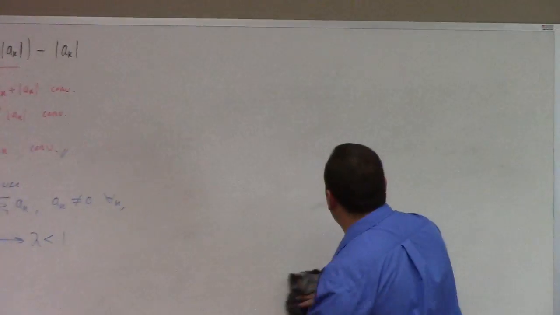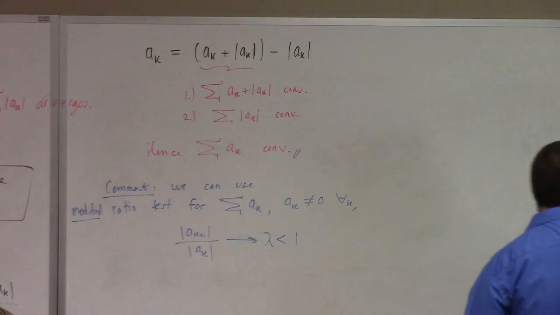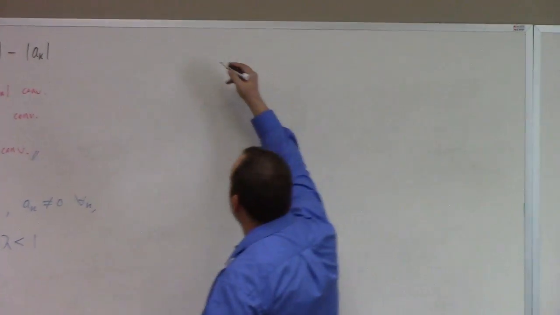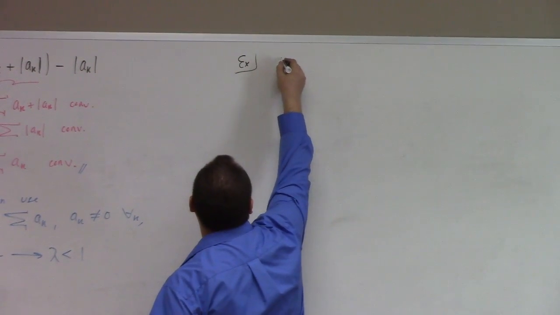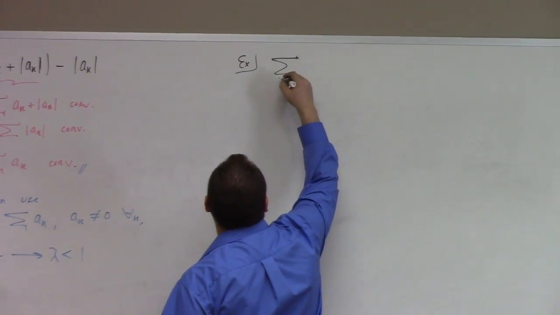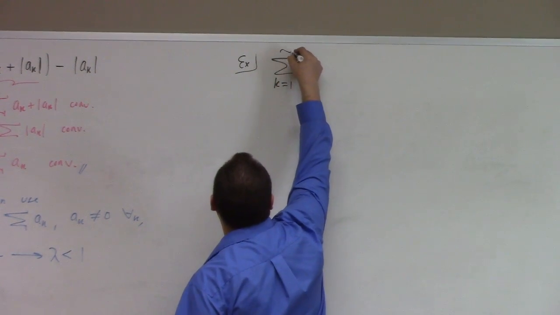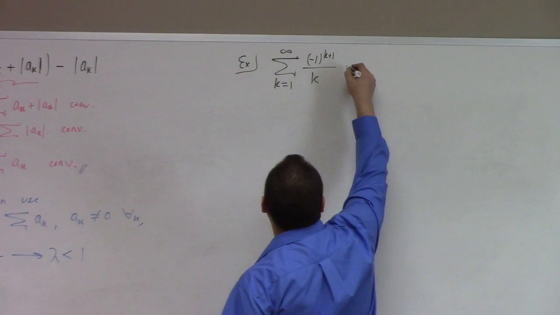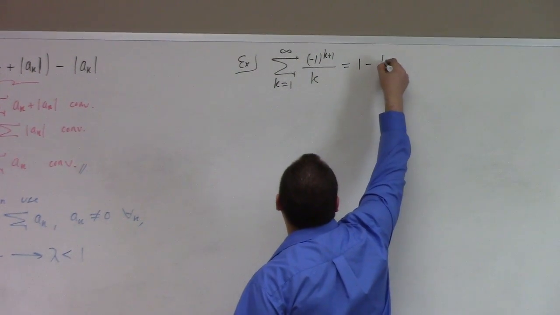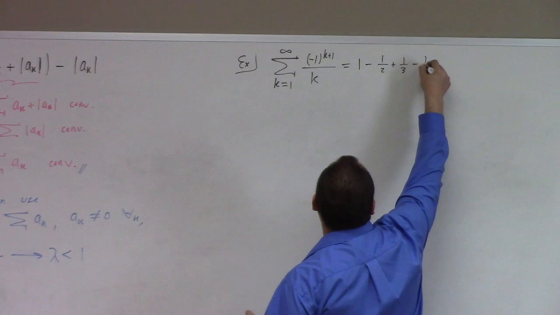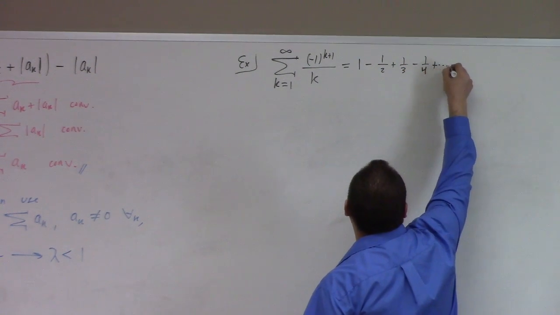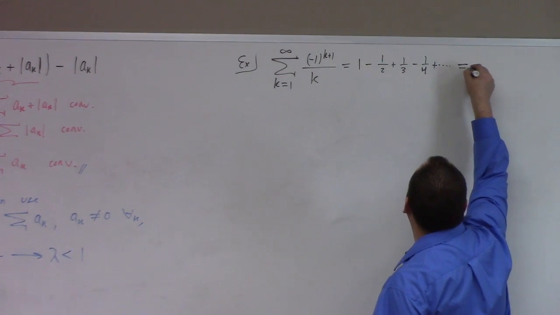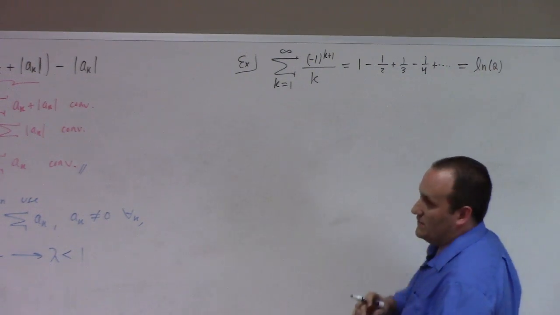So that brings me to the major result for today. I guess I should show you a conditionally convergent example. The standard example is this one. If you look at the sum k equals 1 to infinity of, say, (-1)^(k+1) over k, this is 1 minus 1/2 plus 1/3 minus 1/4 plus dot dot dot. It turns out that this equals the natural log of 2. So this is a convergent series.